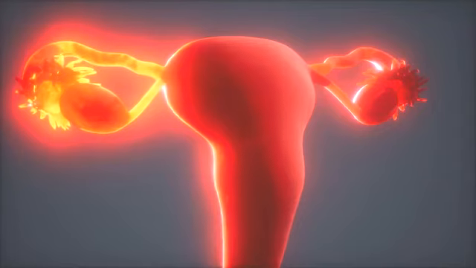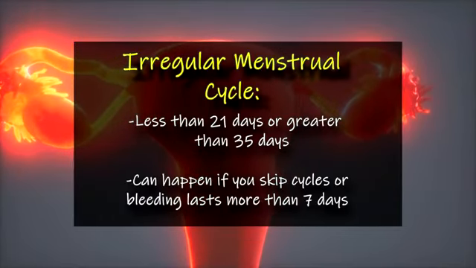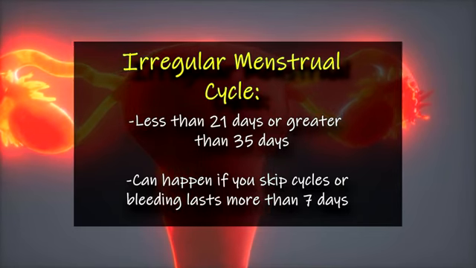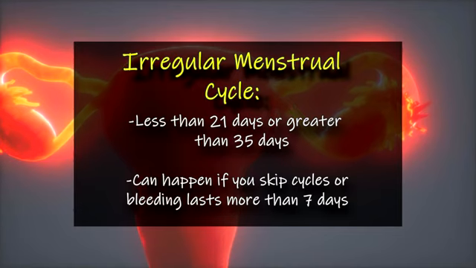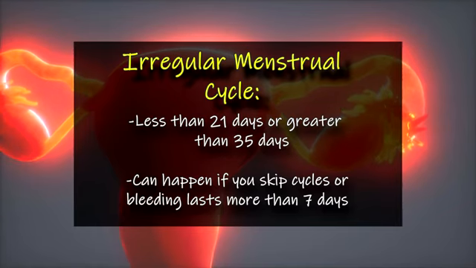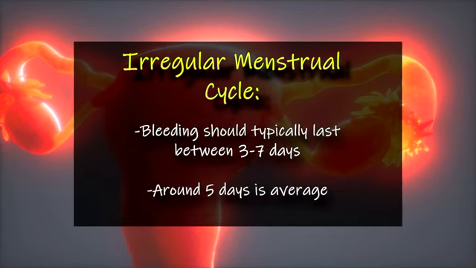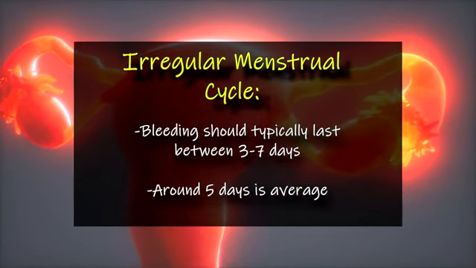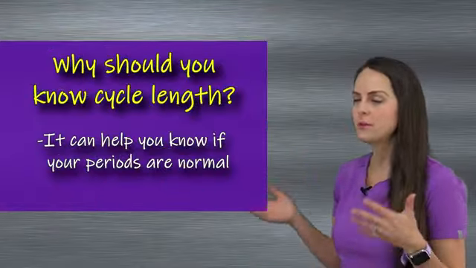Now you may be wondering, what is considered an irregular menstrual cycle? Well, if your cycle is less than 21 days or greater than 35 days. And this can happen if you're missing menstrual cycles, like you're skipping a month here or there, or the bleeding part of your menstrual cycle is lasting longer than 7 days. It can make your cycle longer. And remember that the bleeding part of your cycle should last anywhere between 3 to 7 days, with an average of 5.